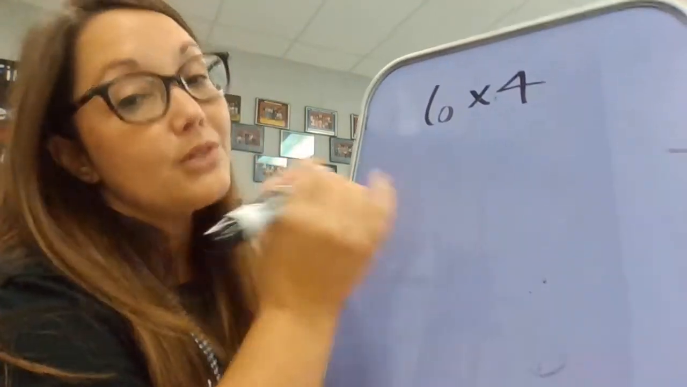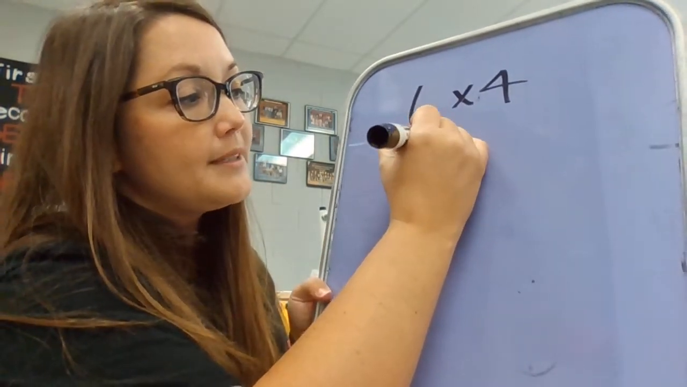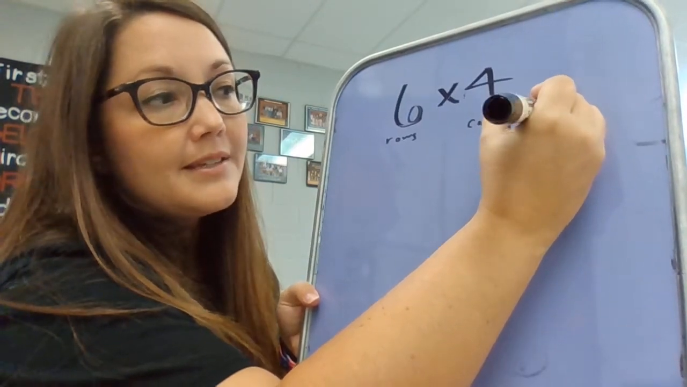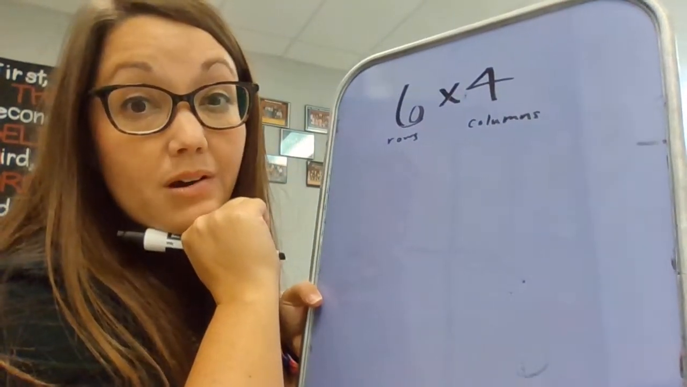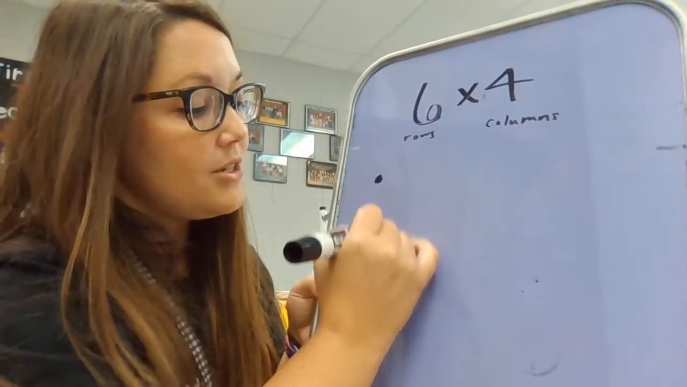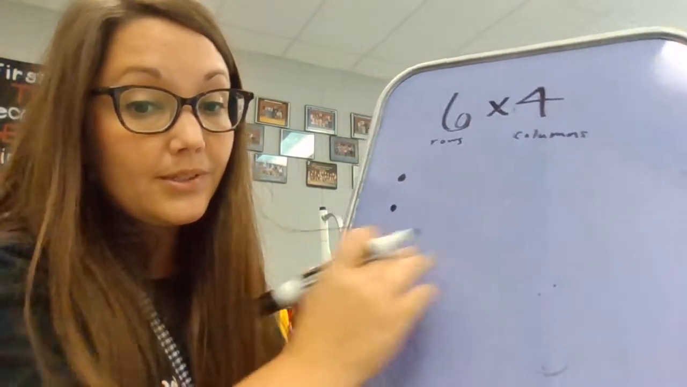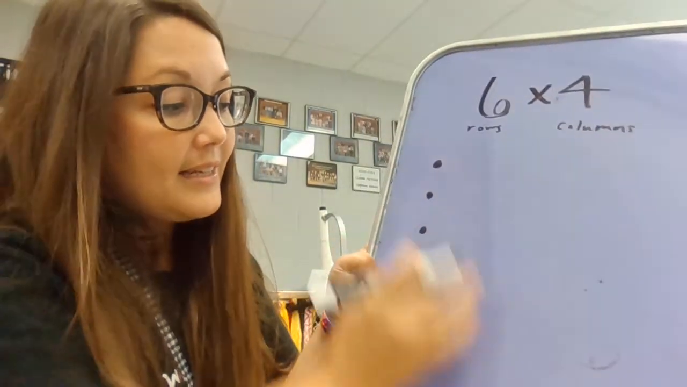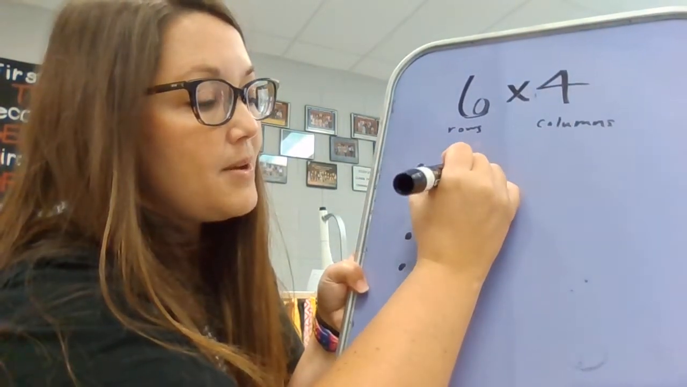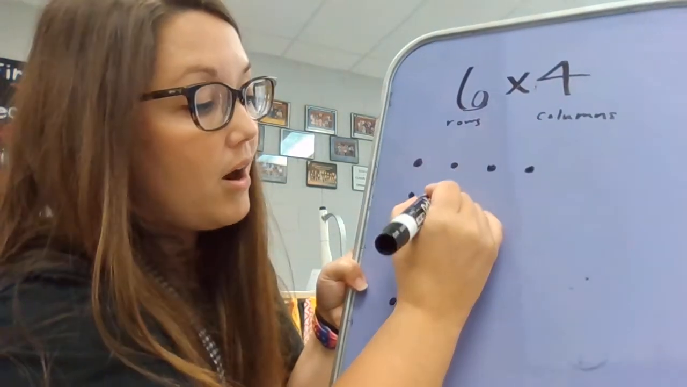One more way to represent 6 times 4 is by making an array. I want to show you guys. To make an array, that is 6 rows and 4 columns. So when I make 6 rows, 1, 2, 3, 4, 5, 6 rows, we're going to be going across. And how many are going to be in each row? There's going to be 4 in each row for 4 columns.